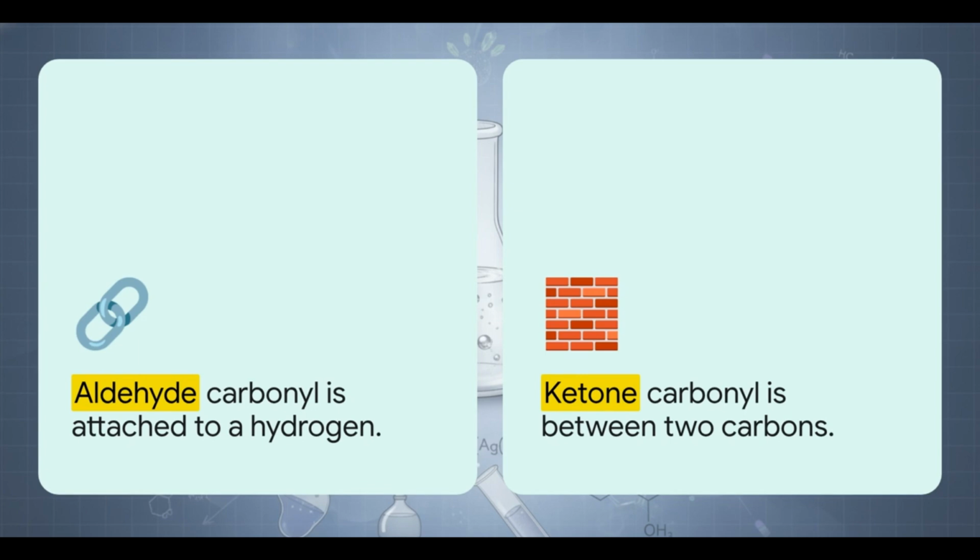A ketone, on the other hand, its carbonyl group is buried right in the middle, securely wedged between two other carbon atoms. There is no attached hydrogen. And that specific structural difference, that is the aldehyde's ultimate vulnerability.